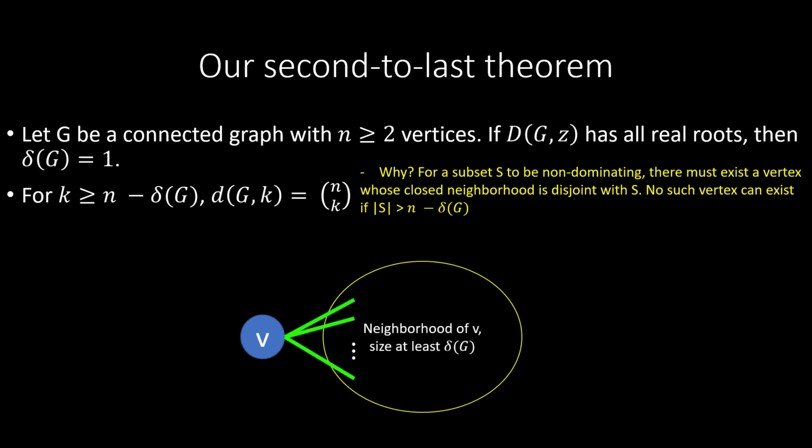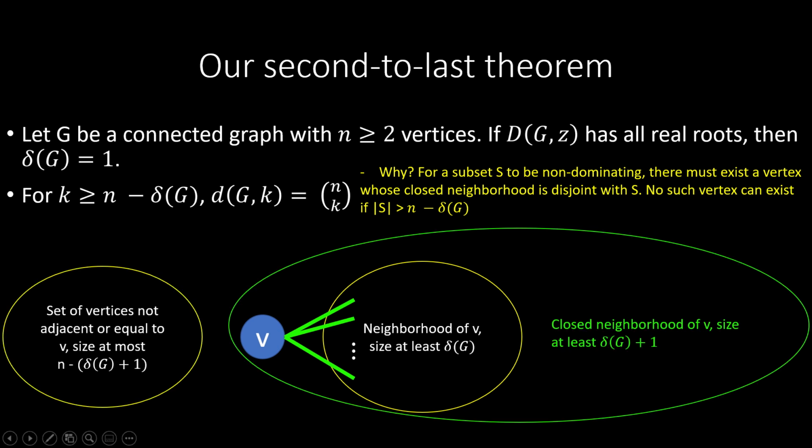Yet since the smallest degree a vertex can have is delta of G, meaning the smallest closed neighborhood possible in our graph has size at least delta of G plus 1, if we take a subset of more than n minus delta of G plus 1 vertices, we have to include either v itself or one of its neighbors. Regardless, non-dominating sets of size greater than or equal to n minus delta of G cannot exist. So the number of k dominating sets, where k is greater than or equal to n minus delta of G, is just n choose k.